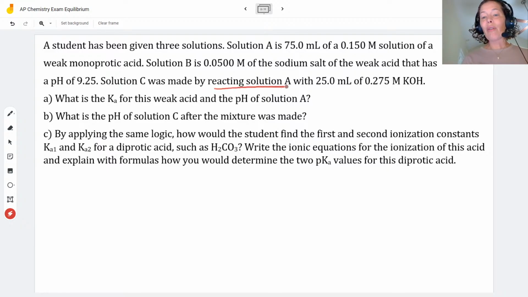Solution C, we've got a reaction going on. So we've got our weak acid reacting with our strong base, which means I'm going to have a stoichiometry problem, and then I'm going to have an equilibrium problem. So I'm thinking that's too complicated. So let's go back to solution B. I think that is going to be our best bet. So that's kind of how I think through which solution to use, which solution is the most likely to give us the correct answer.